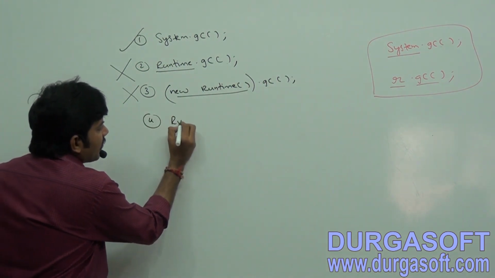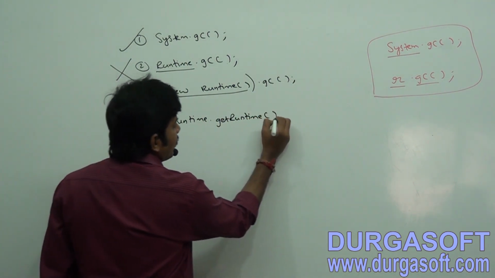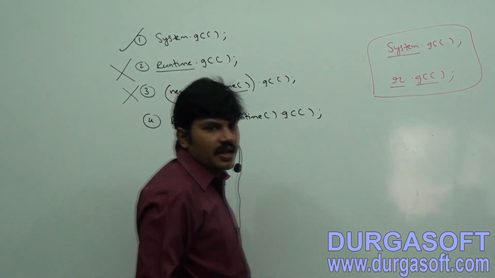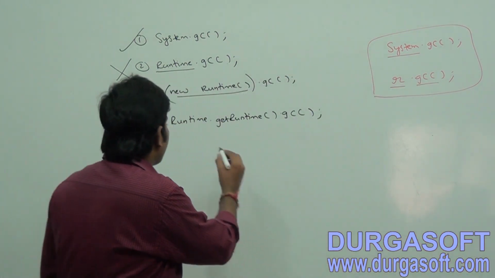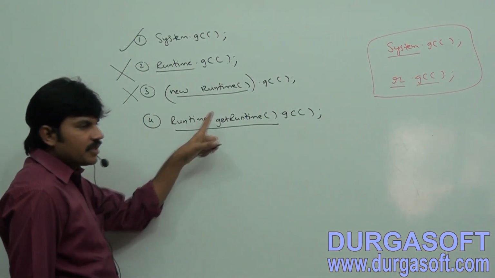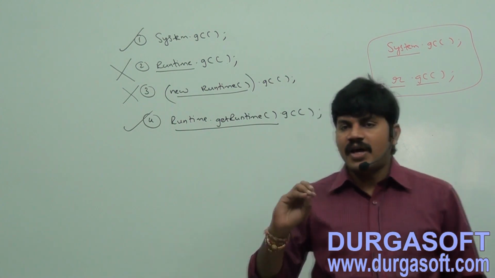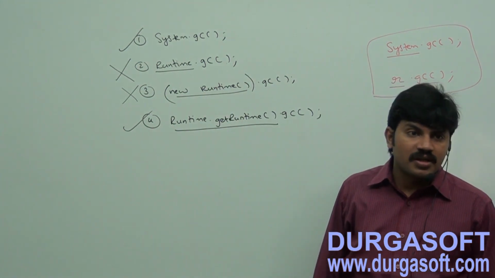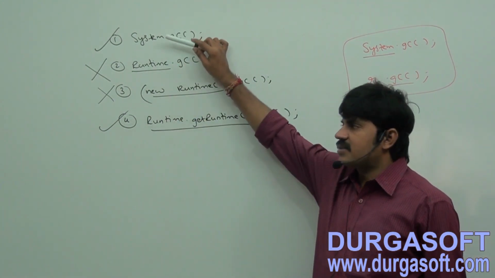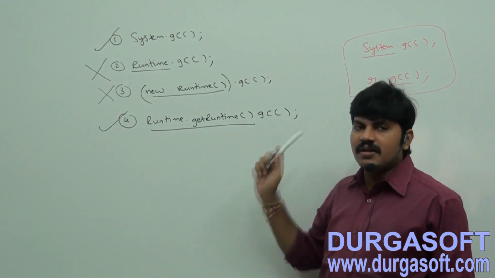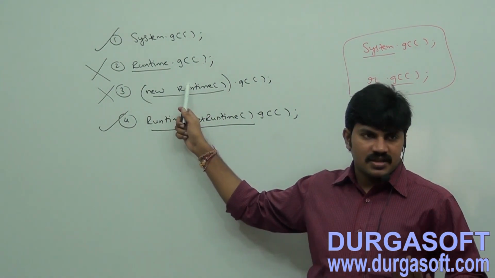Fourth one, Runtime.getRuntime().gc(). Is it valid or invalid? Here I'm getting a Runtime object with Runtime.getRuntime and calling gc on it. So which of the following is a valid way for requesting JVM to run the garbage collector? Maybe a chance to ask. You have to identify that the gc method present in the System class is a static method, the gc method present in the Runtime class is an instance method, and the Runtime class is a singleton class. We can't create it by using a constructor. Is it clear?